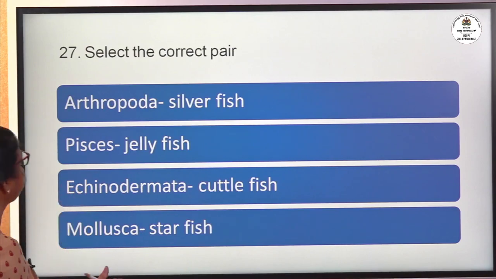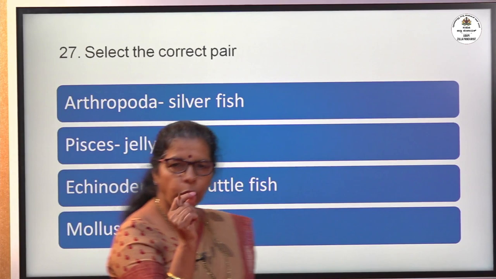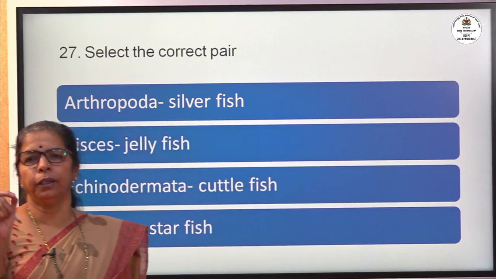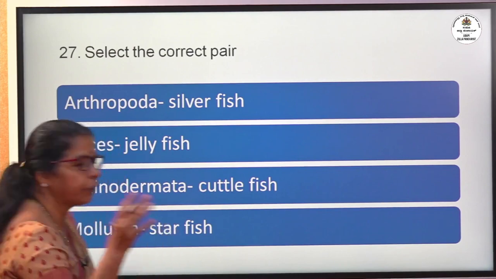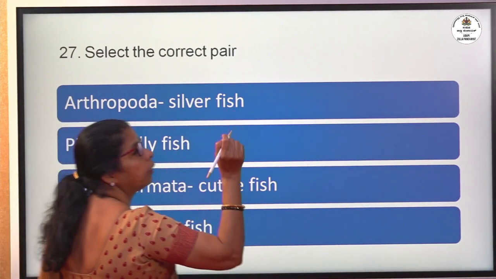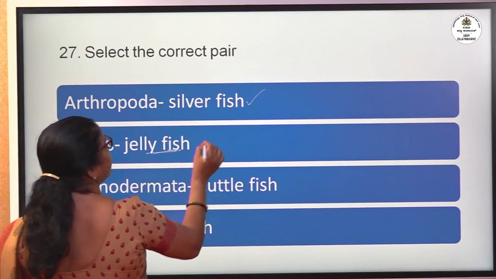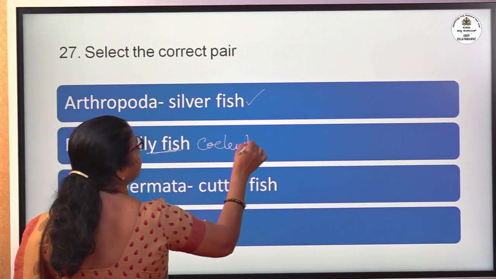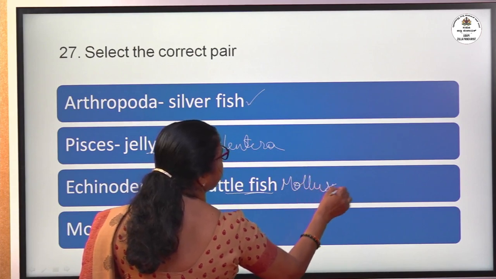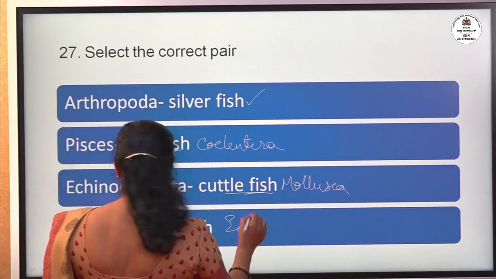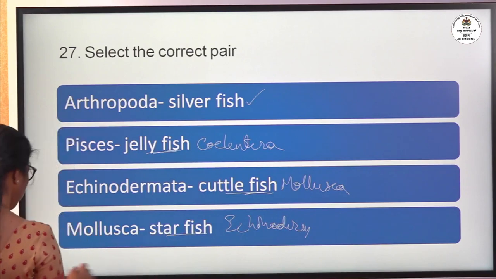Select the correct pair. So, in the phylum Arthropoda, silverfish is a small organism which is present in books that are unused for several days. Such books have a small grayish organism which runs. So, that is actually silverfish. Jellyfish is a coelenterate. Then, cuttlefish is a molluscan member. And starfish is an echinoderm. So, the correct option is option A.